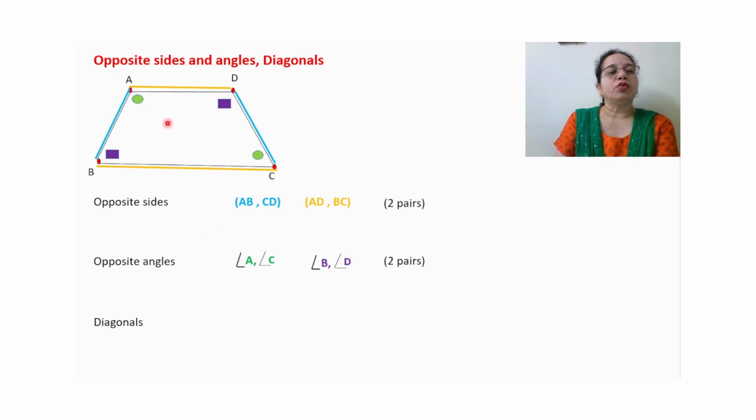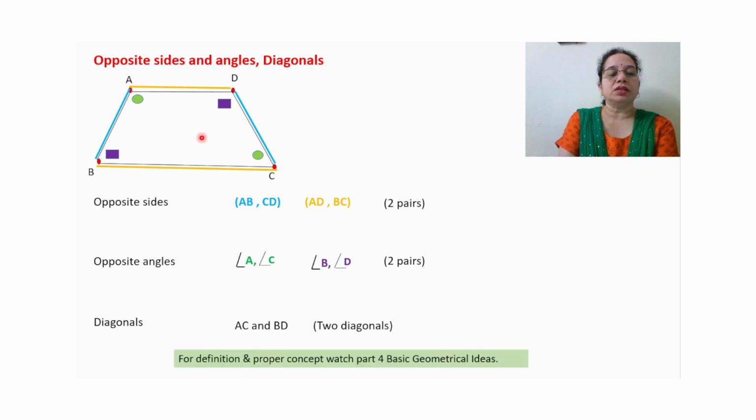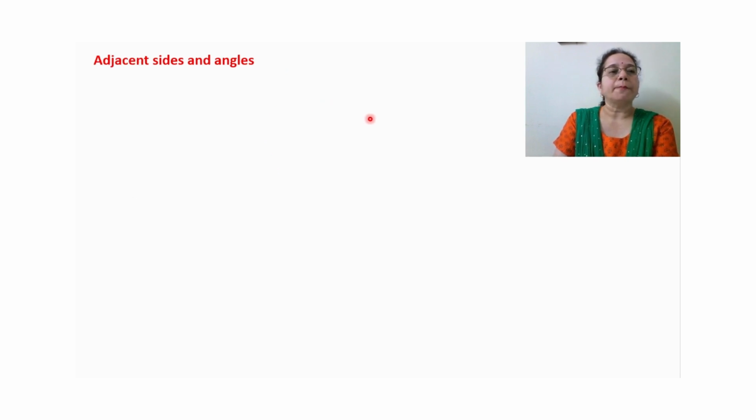Diagonals. When we join two non-adjacent vertices, AC is one diagonal and BD is the other diagonal. So there are two diagonals in a quadrilateral. For the proper definition and concept, you can watch part 4 from basic geometrical ideas.